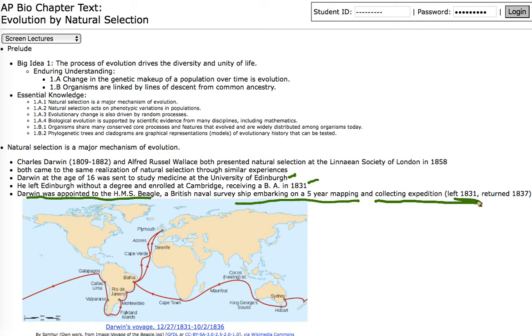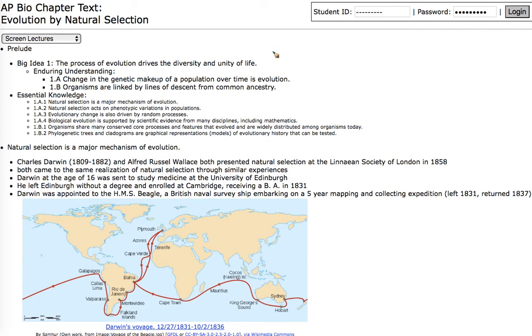The ship left in 1831 and it returned in 1837. It looks like a 6-year stint, but he left actually right at the end of 1831, right before the new year of 1832. So this is, let's see, let me erase the screen here and scroll a little bit.